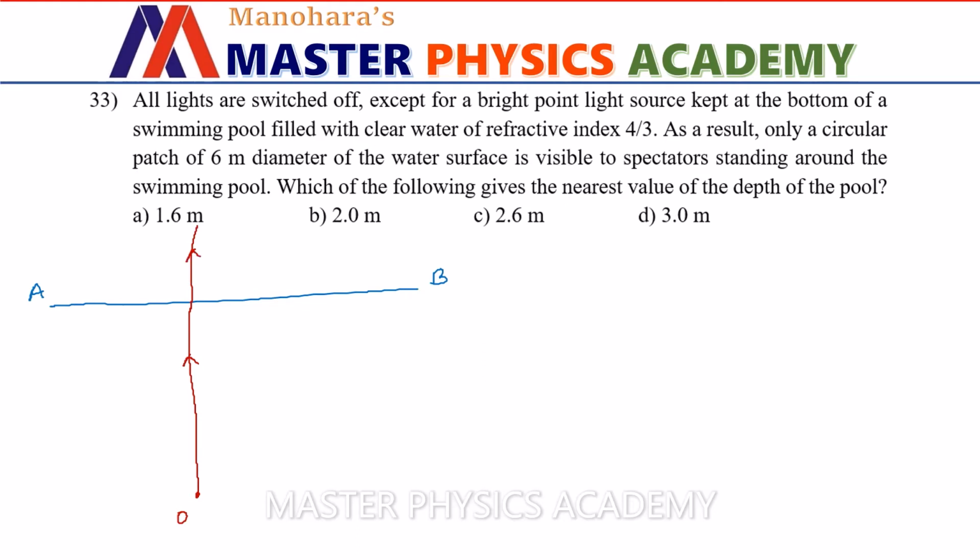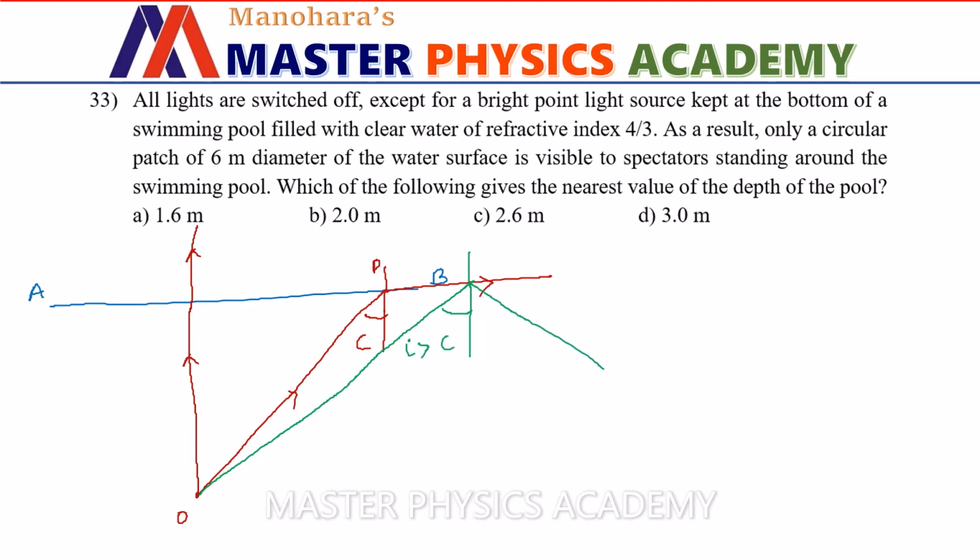Another ray, say for example ray OP, is incident at an angle of incidence equal to the critical angle for the given pair of media. It will just graze the surface of the swimming pool, and let us suppose this also reaches the spectator's eye. But any other ray incident beyond this point P will have an angle of incidence greater than the critical angle, and hence undergo TIR, that is total internal reflection, and will not reach the eyes of the spectators.